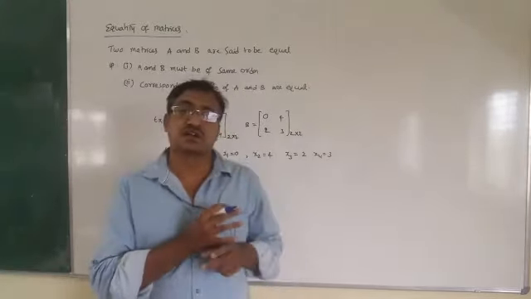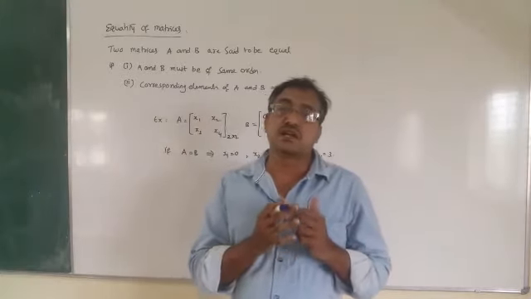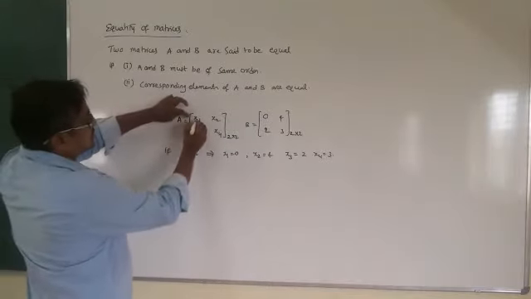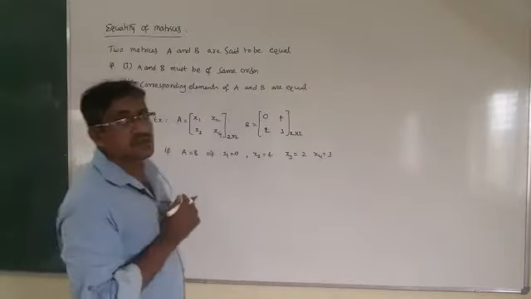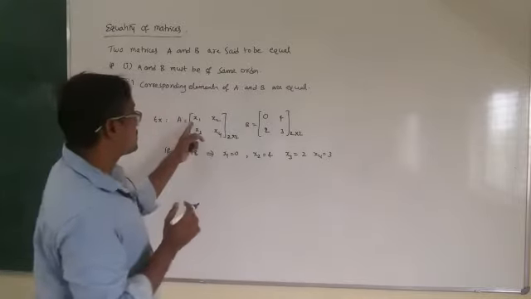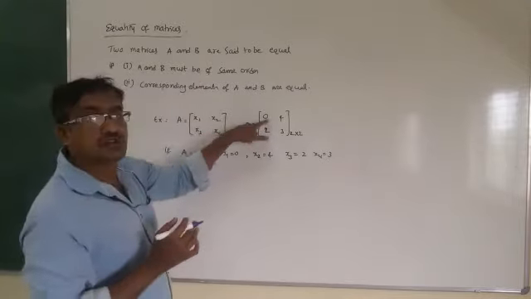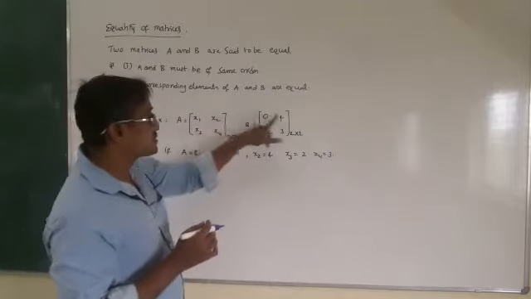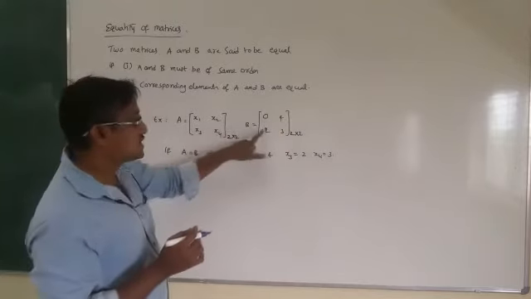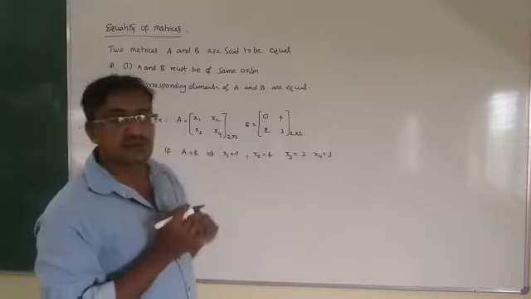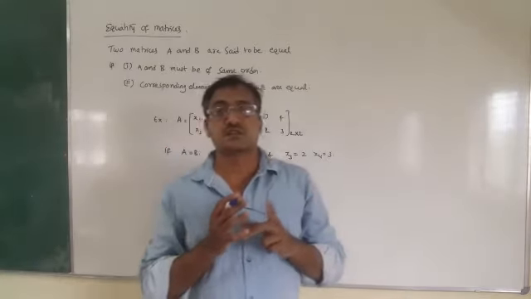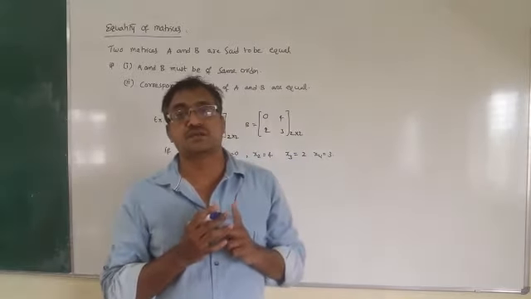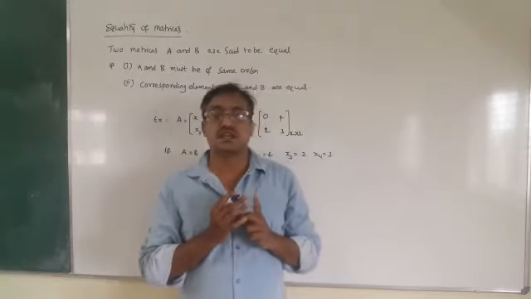They must be of the same order and their corresponding elements must be the same. That means here the element x1 is in the first row, first column, so it must be equal to the element in the first row, first column of B. That is, x1 is equal to 0, x2 is equal to 4, x3 is equal to 2, x4 is equal to 3. So matrices are only equal if they have the same order and their corresponding elements are equal. Very, very important concept.